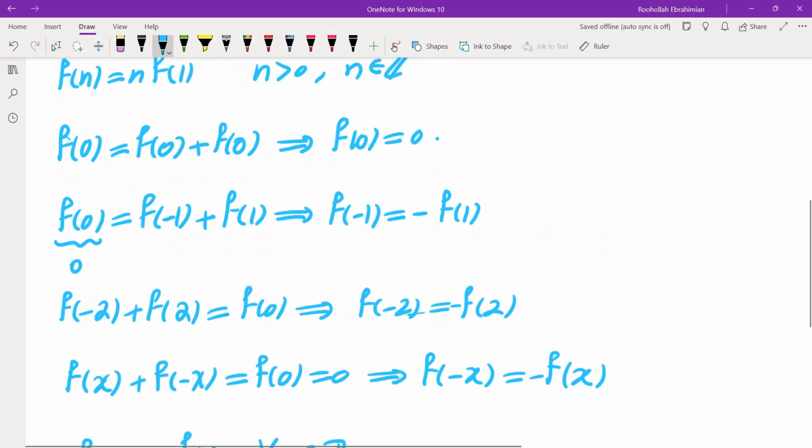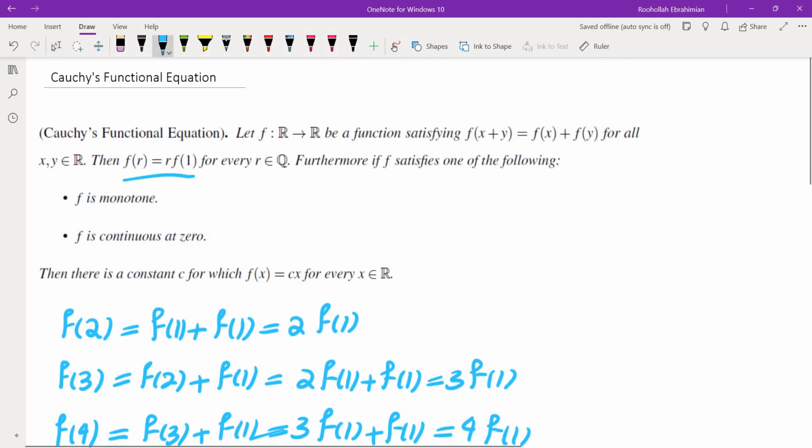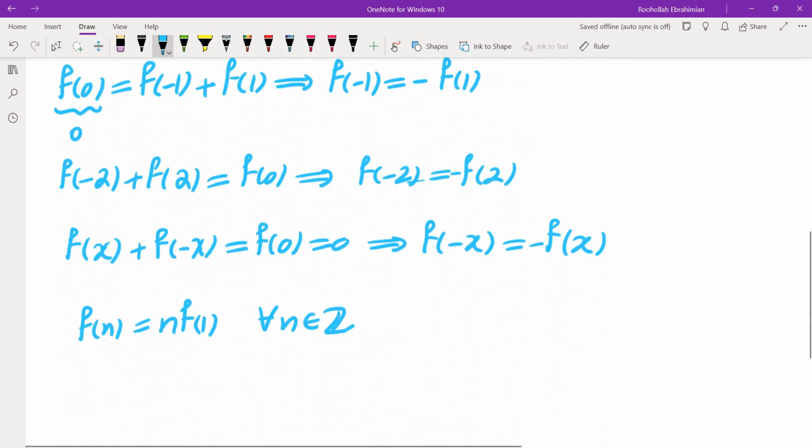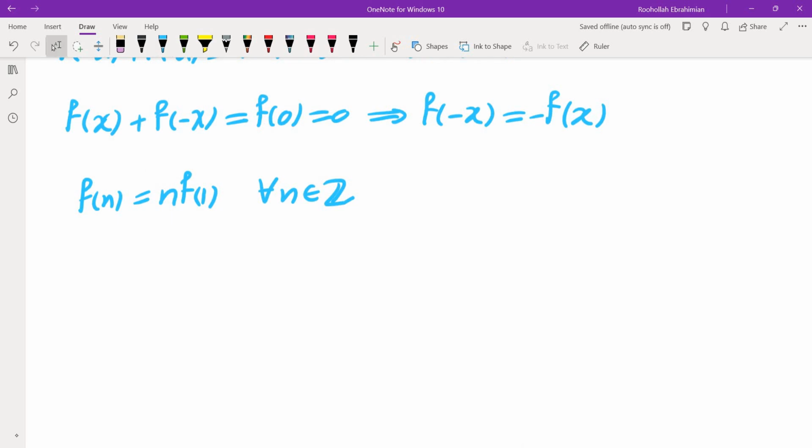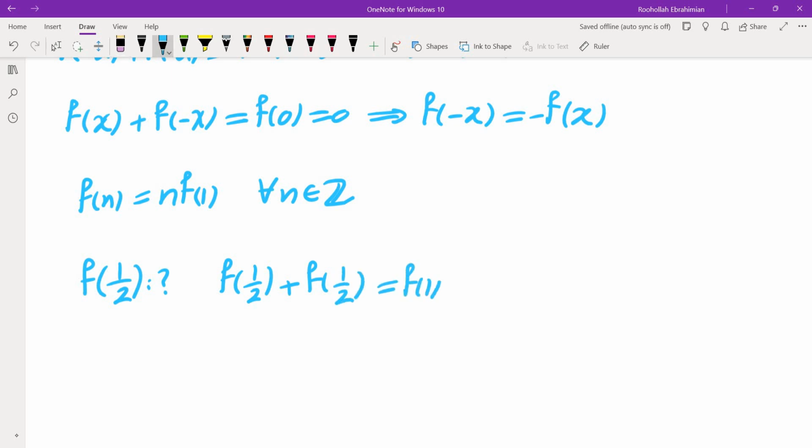Now, how about rationals? I'm not quite done yet, so I have to show that for rationals. How do we show that? Let's just start with another example again. Let's say you want to find f of 1/2. How do I find f of 1/2 using f of rationals? Well, I know that I can add 1/2 to itself to get an integer. So f of 1/2 plus f of 1/2 is f of 1, which means 2f of 1/2 is f of 1. So that means f of 1/2 is 1/2 f of 1.